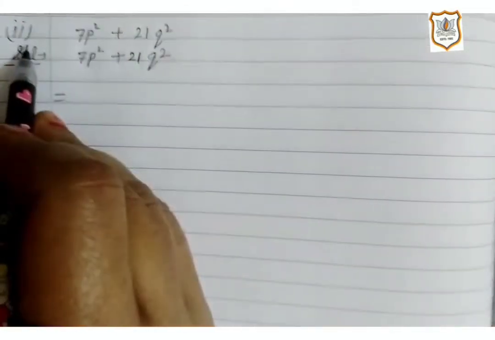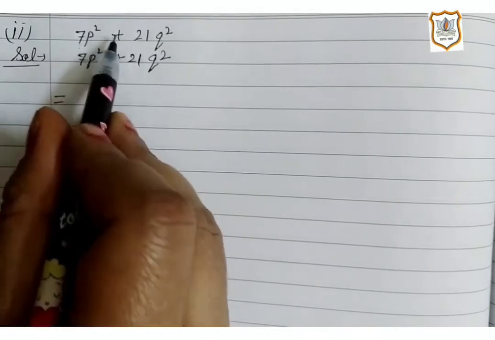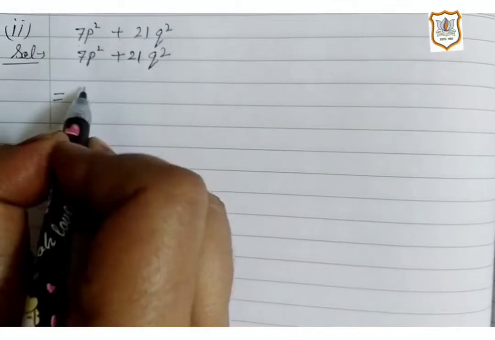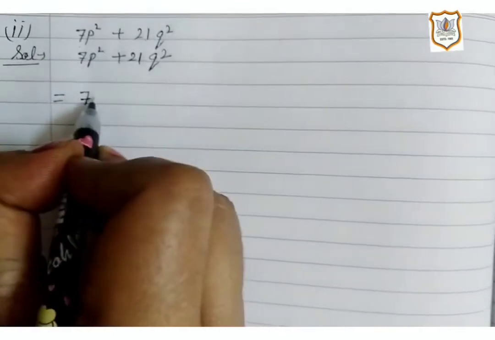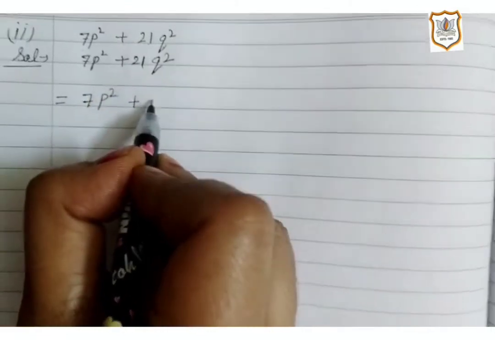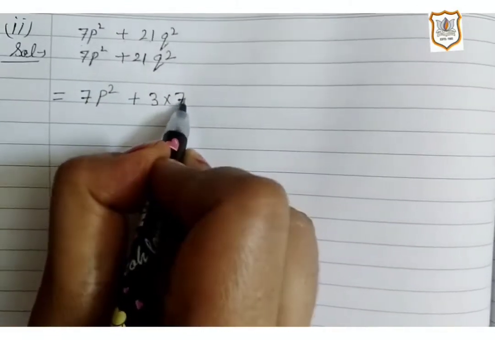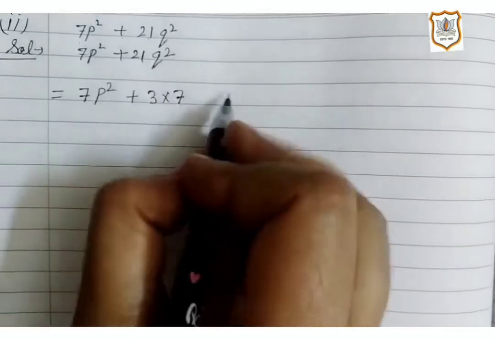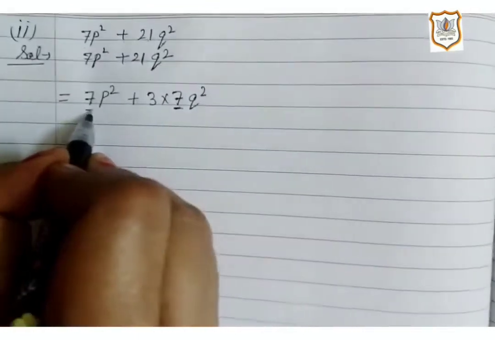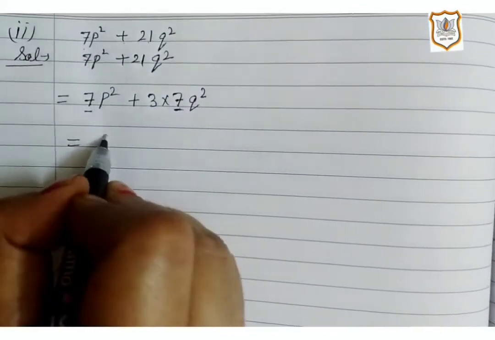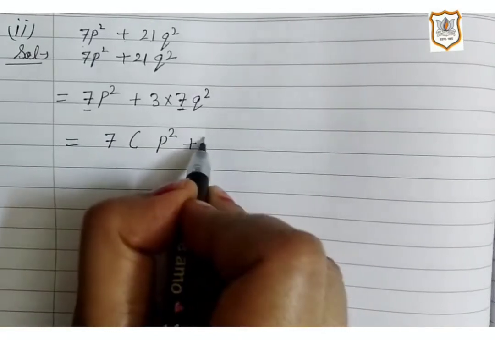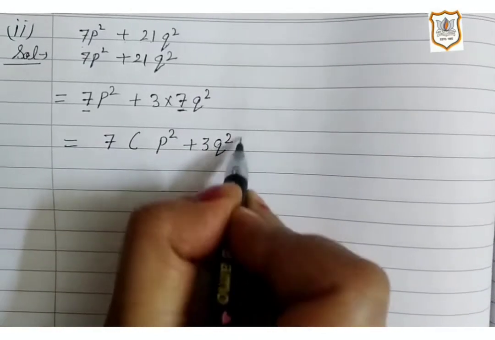Now the second part of question number 3, 7p square plus 21q square. So here also students, first we will find out the common factor. First we will write 7p square plus, here in the place of 21q square we will write 3 multiplied by 7, as 3 7s is 21, and q square. Now you can see 7 is the common factor. So we will write 7 in the bracket, p square plus 3q square.